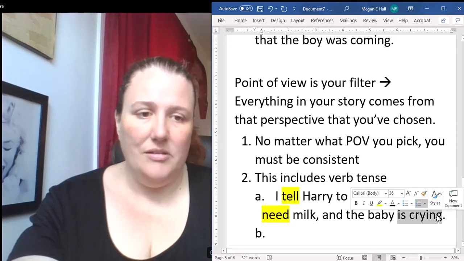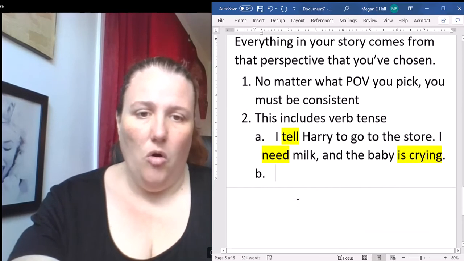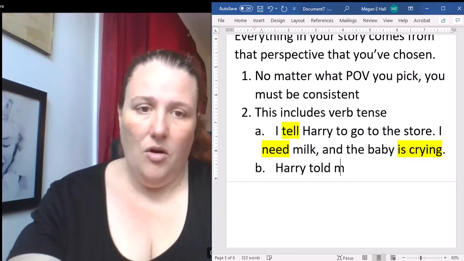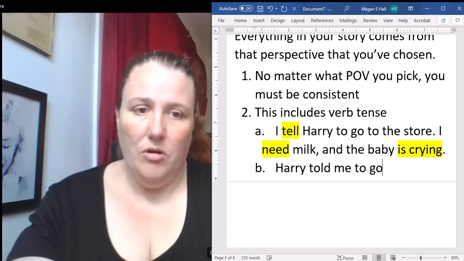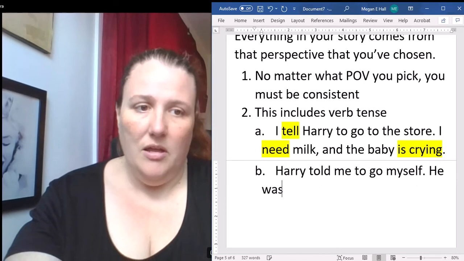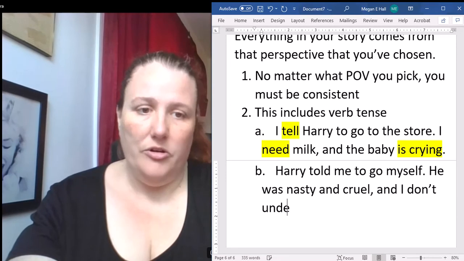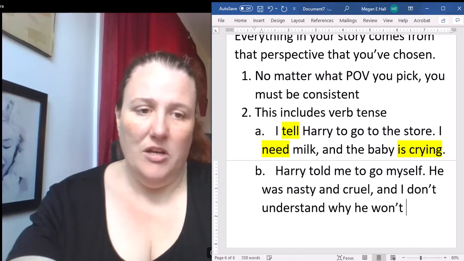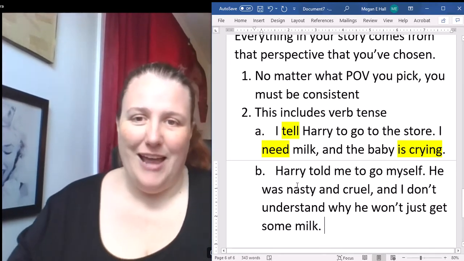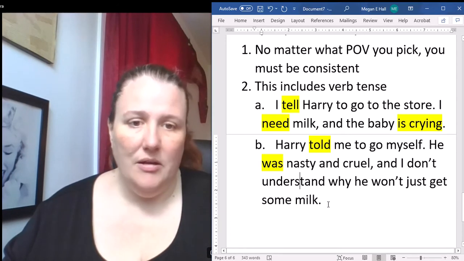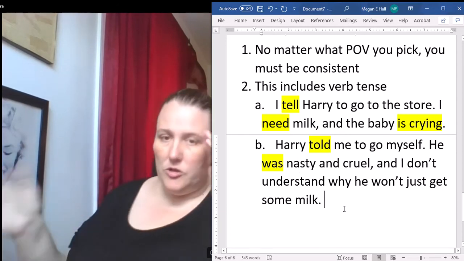If the baby is crying, you don't want your next sentence to be, "Harry told me to go myself. He was nasty and cruel, and I don't understand why he won't just get some milk." I almost added a word in there. It should be "told" and "was," and "why he will not." You can't switch verb tense like this.